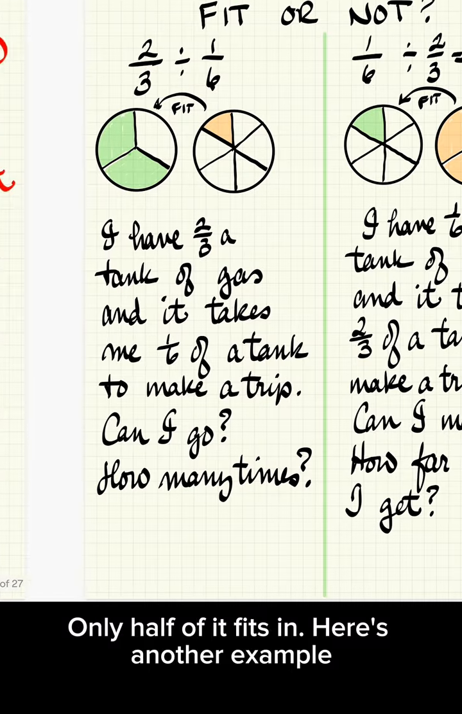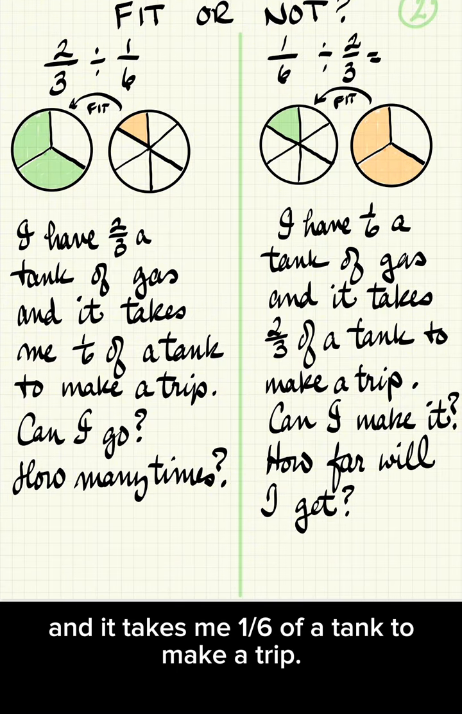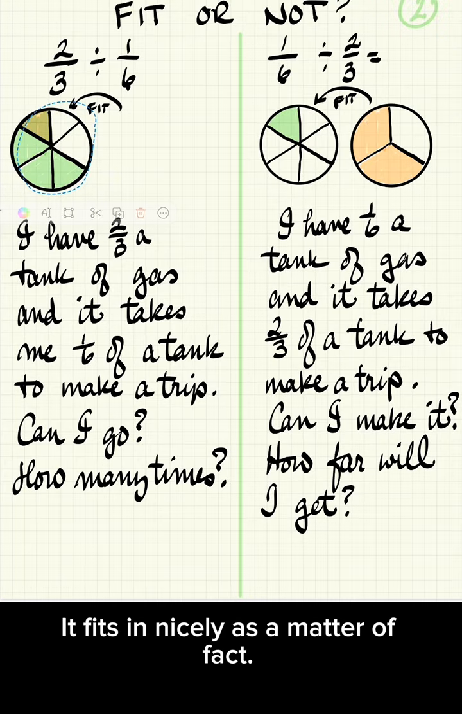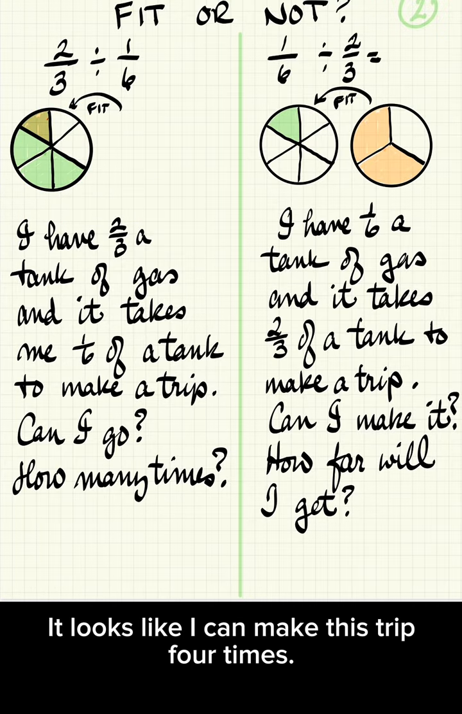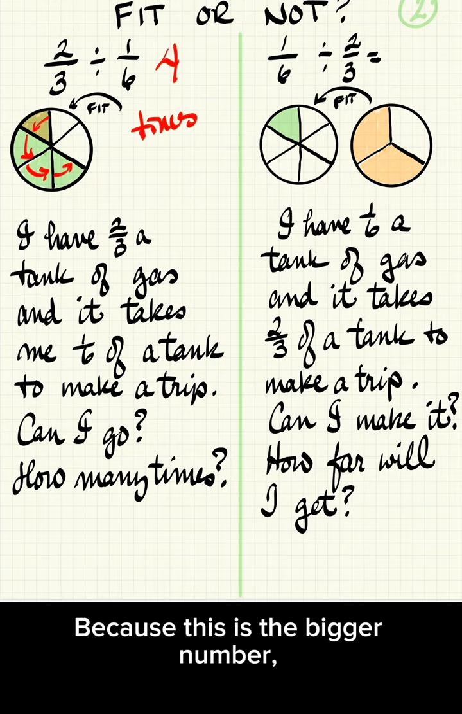Here's another example. I have 2/3 of a tank of gas and it takes me 1/6 of a tank to make a trip. Can I make the trip? Well, yes, it fits in nicely. As a matter of fact, it looks like I can make this trip 4 times. 4 times. Because this is the bigger number.